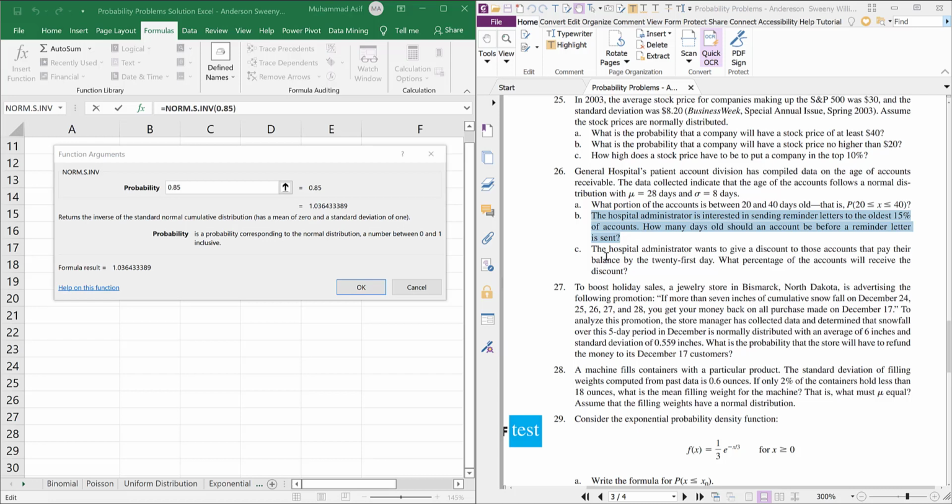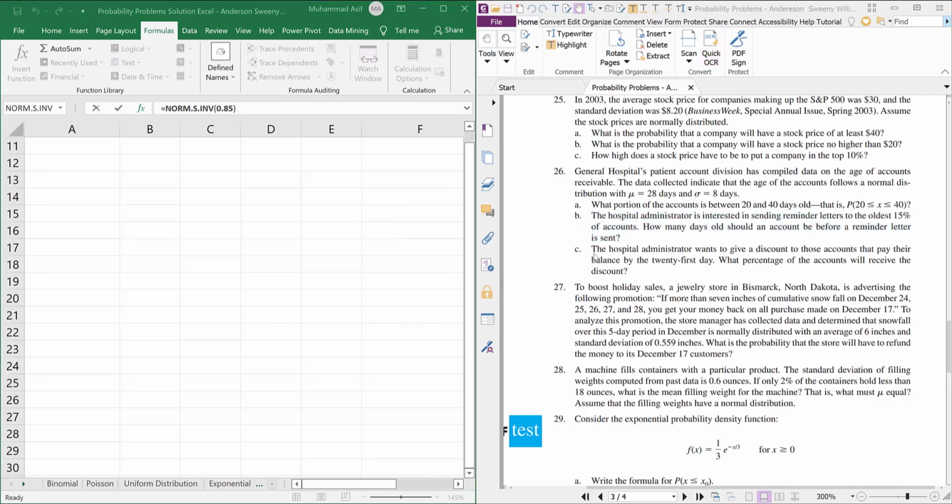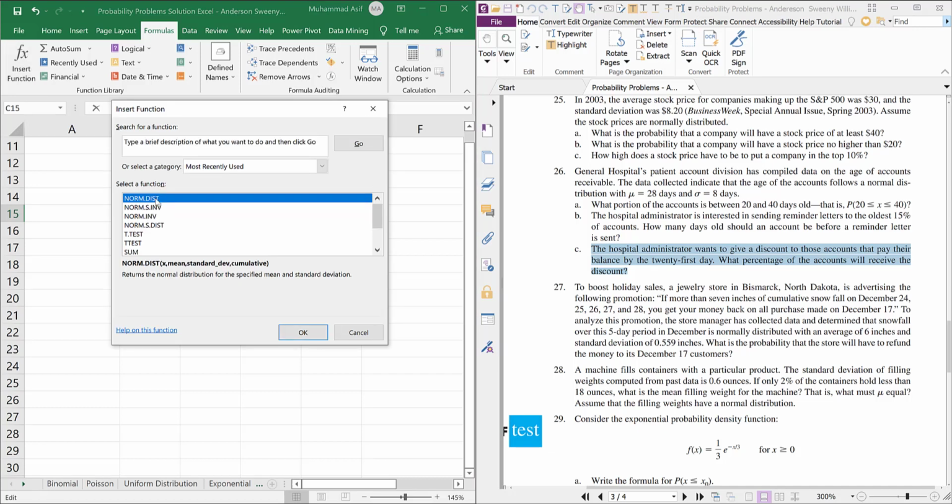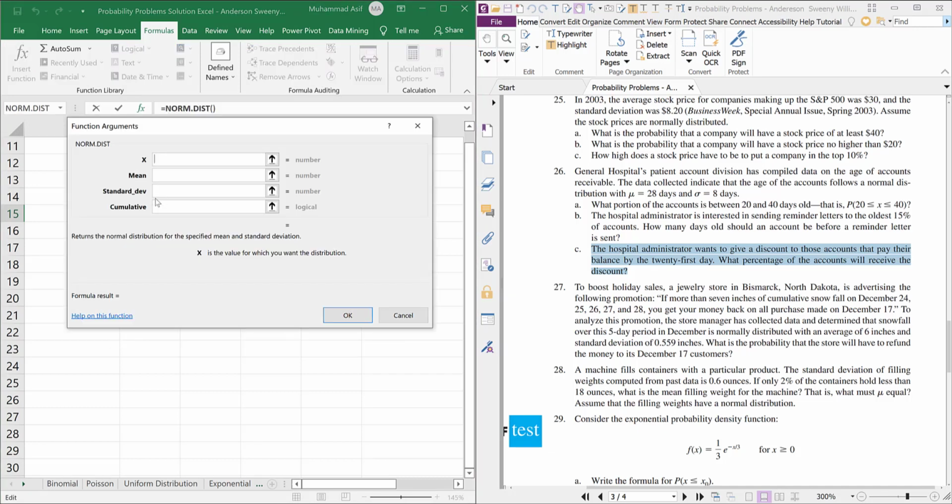The next question is that the hospital administrator wants to give a discount to those accounts that pay their balance by the 21st day. What percentage of the accounts will receive that discount? For this one, again, we can use the NORM.DIST function, because we have been provided with all values. We have the value of x, that's 21, the 21st day, and mean is 28, sigma is 8, and cumulative is 1. It shows 0.1907, which means around 19% of accounts will qualify for the discount.